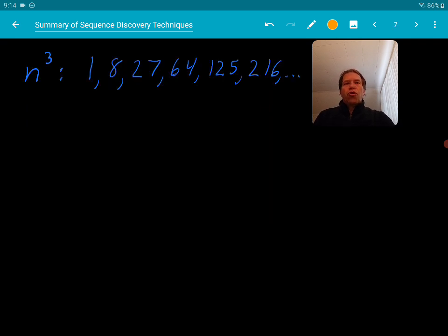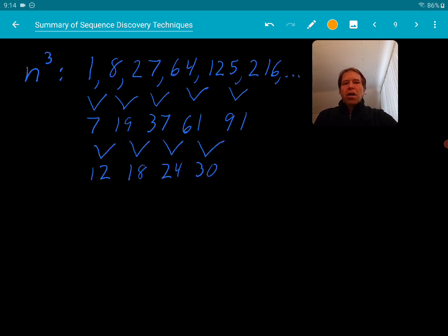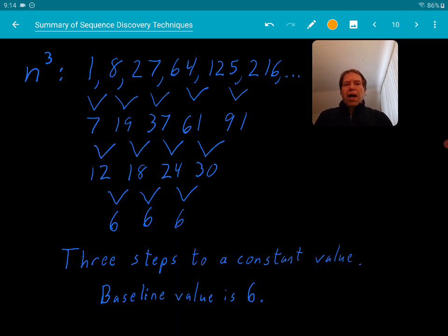So now we move to n cubed. Taking constant differences, we get 7, 19, 37, 61, 91. Differences again. Now a pattern is starting to emerge. And one more time, and we have reached our constant value. This time our constant baseline value is 6.